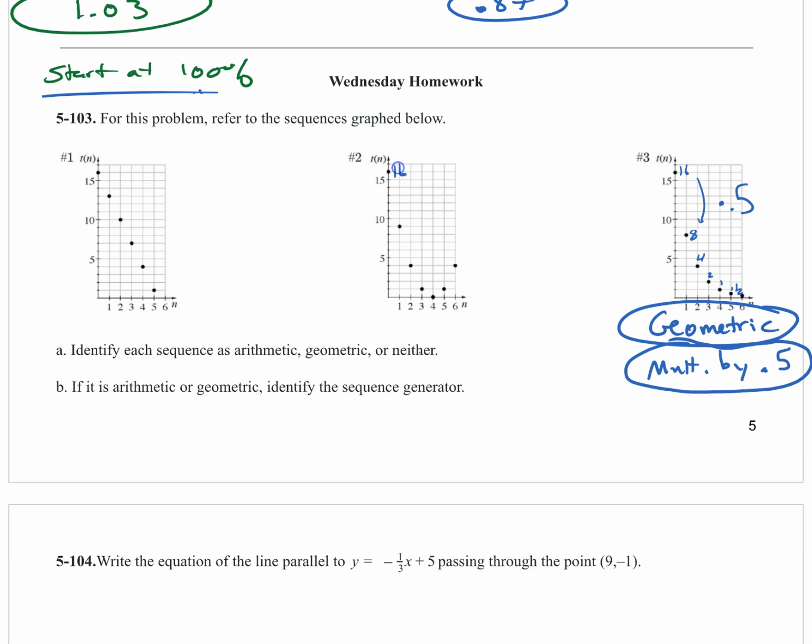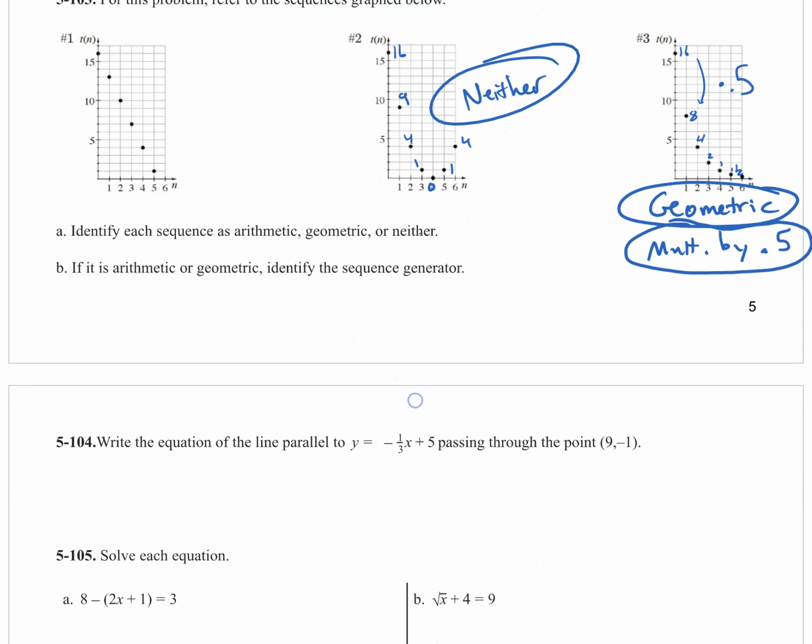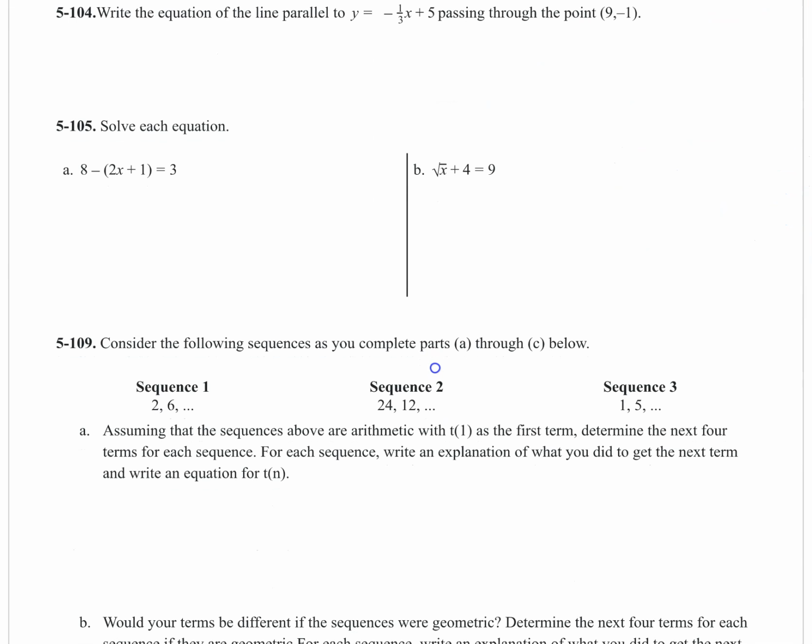Okay, so if you notice, this is kind of similar. 16, 9, 4, 1, 0, 1, 4. But it starts decreasing and increasing. This is part of the neither family. And you don't have to do a sequence generator because it's neither. Try A, or I'm sorry, try number 1. This is 5-104. Write the equations of the line parallel to the given one, passing through this point.